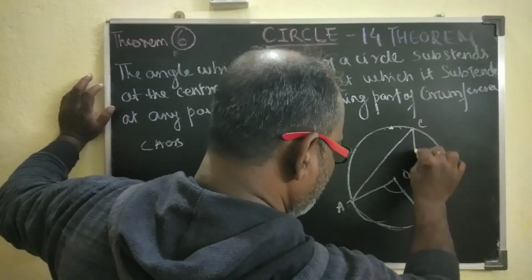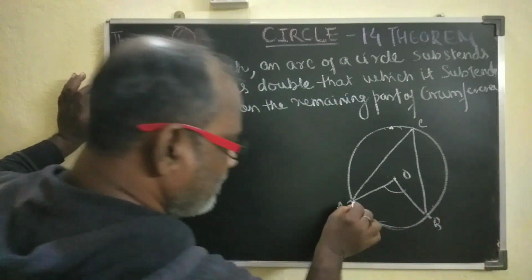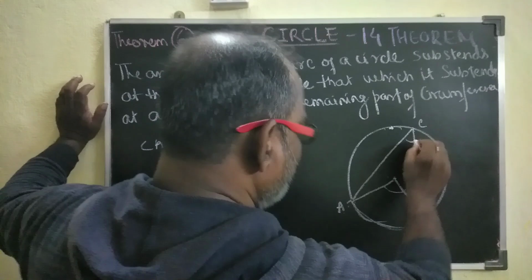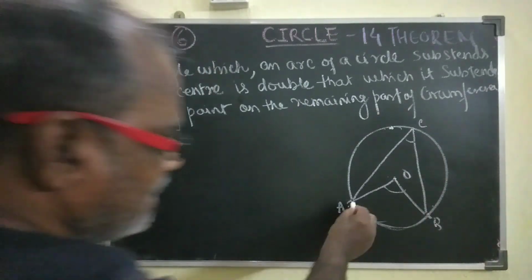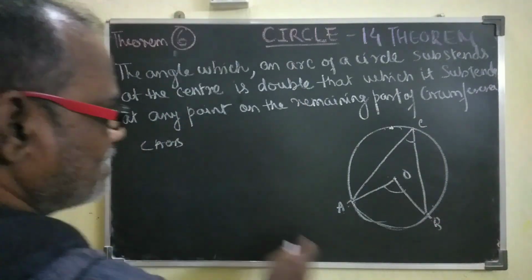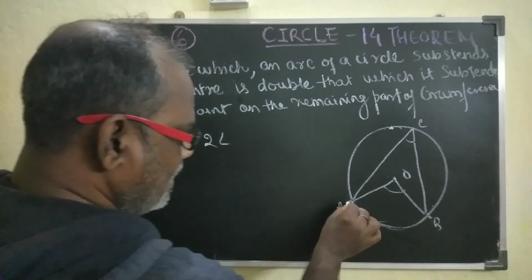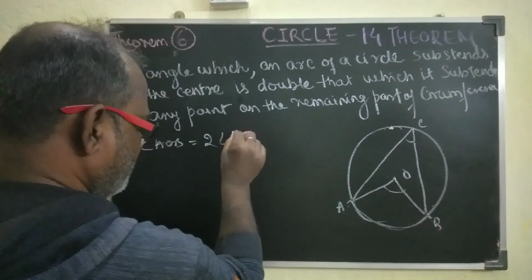This arc is subtending this angle at the center and at C this angle. Now we have to prove that angle AOB is equal to twice of angle ACB.